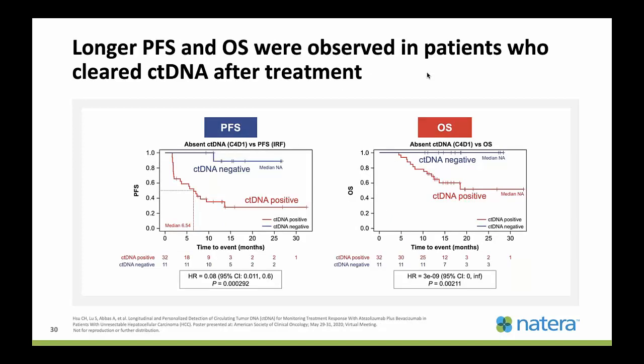Also, longer progression-free survival and overall survival were observed in patients whose ctDNA changed from present to absent post-treatment. Clearance of ctDNA after 3 doses of the combination resulted in excellent progression-free survival and overall survival. So overall, these results illustrate the promise of ctDNA as an emerging biomarker for patients with hepatocellular carcinoma, but also it gives us some insight into the potential for future design of clinical trials and evaluation of novel agents in a much more cost-efficient way.